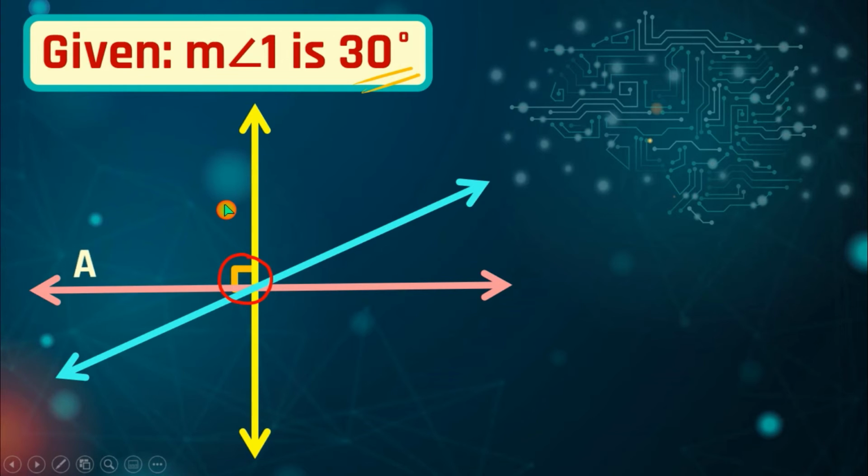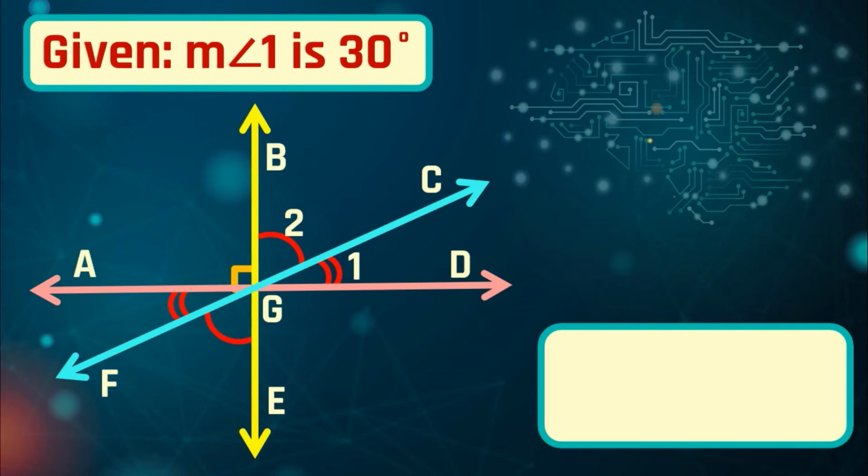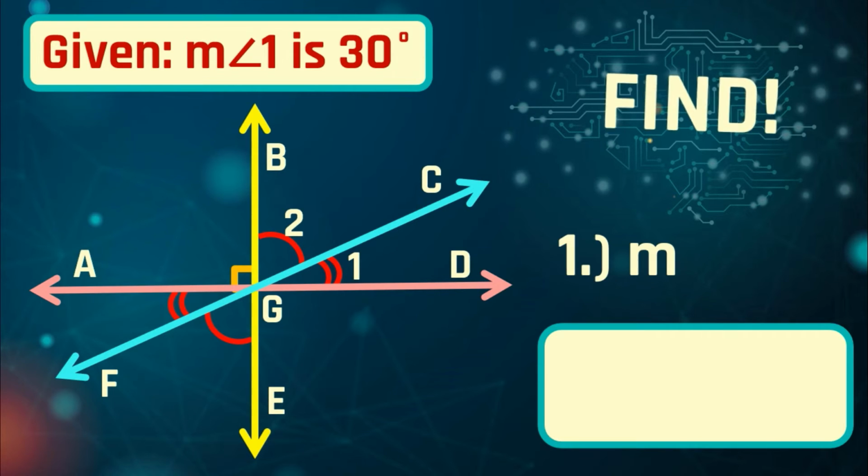Okay, so I have there those points. So I have here line AD, line BE, okay, and line FC, and angle 1, angle 2, and that angle is vertical with this angle. This angle is vertical with this angle. Now let's try to find the following. Find what is the measure of angle FGE.